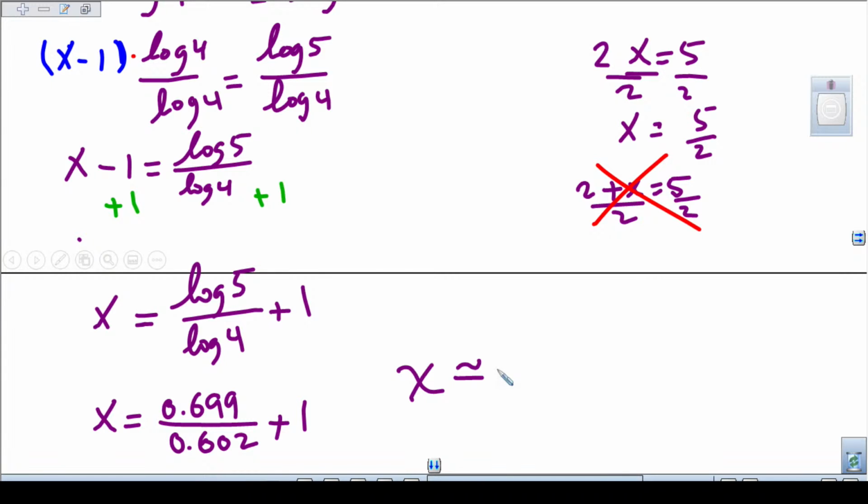Look into log 5 again. What's the value for log 5? Log 5 is 0.699. And log of 4 is 0.602. And if you divide these, what would you get? 0.699 over 0.602.